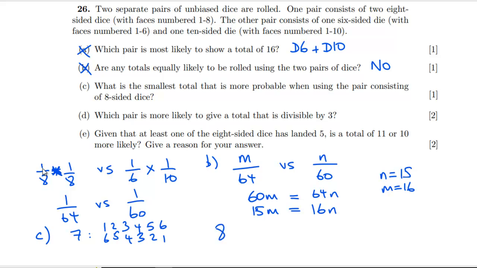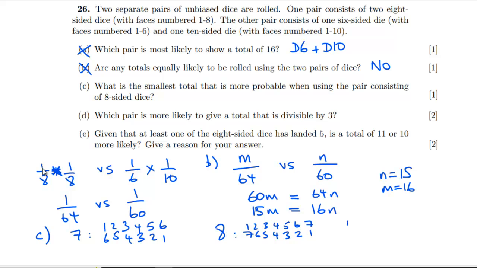So when we get to 8, we're going to get a change, aren't we? Because if we got an 8, we're going to have 1, 7, and then 2, 3, 4, 5, 6, 7, 6, 5, 4, 3, 2, 1. That's what you can do on the 2 8-sided dice.